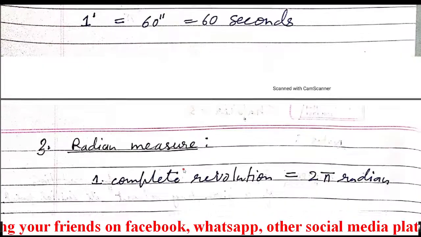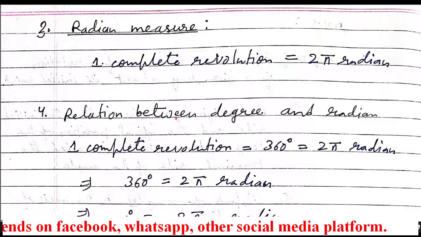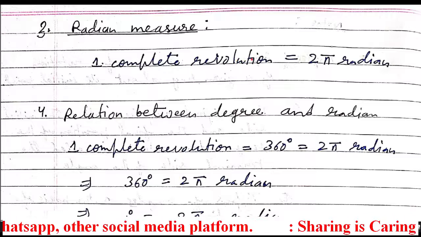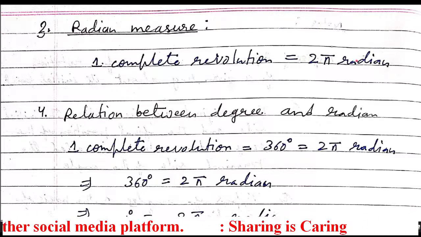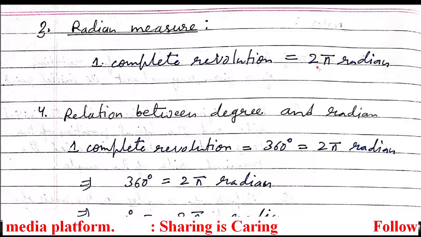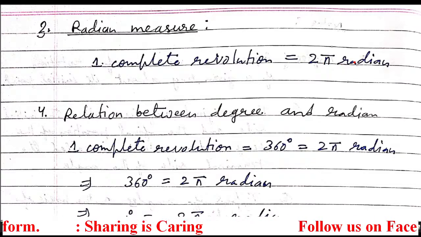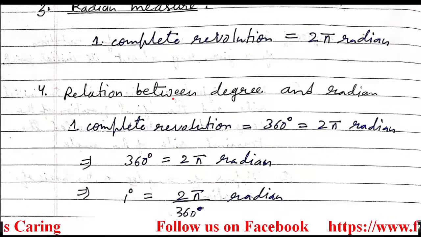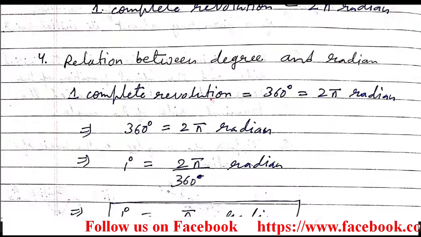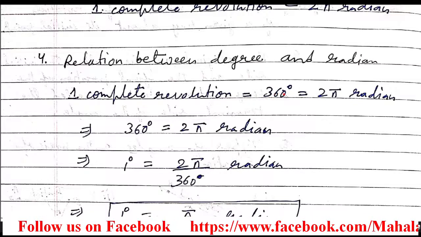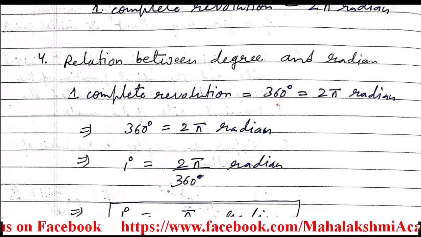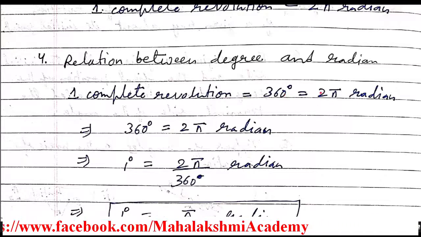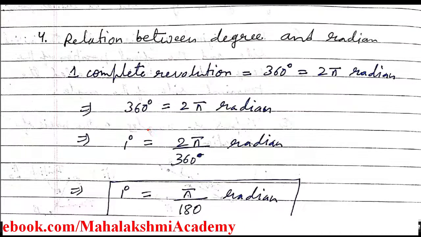Now we will move to the radian measure. Students, one complete revolution you already understood is equal to 360 degree, but in radian it is named as 2 pi radian. So the conclusion is 2 pi radian is equivalent to 360 degree. So the relation between degree and radian: one complete revolution is 360 degree, equal to 2 pi radian. This is the degree measure and this is the radian measure, and both are equal. From here we are going to convert.